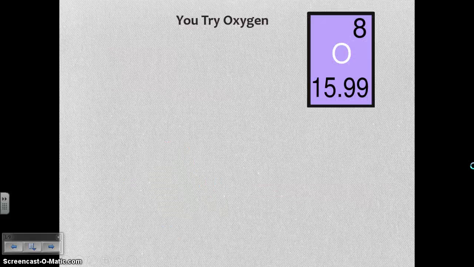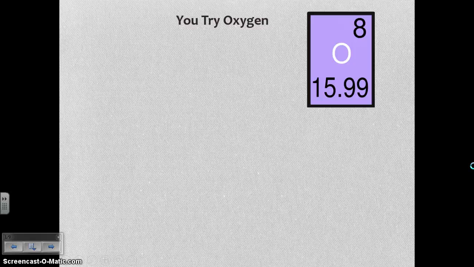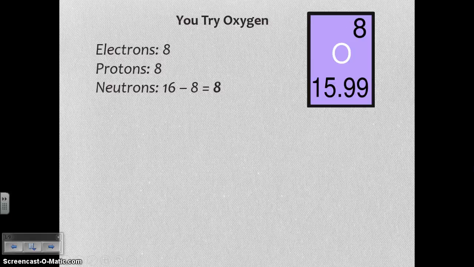Alright, one more example, oxygen. So again, pause the video, give it a shot on your own, and we'll take it up. Alright, let's take this last one up. Almost done. So we have 8 electrons, 8 protons, and in this case the total mass is 16. So 8 of those are protons, that means the other 8 have to be neutrons. In this case, the number of protons and neutrons is the same. Coincidental? Yes. Yes, it is actually.